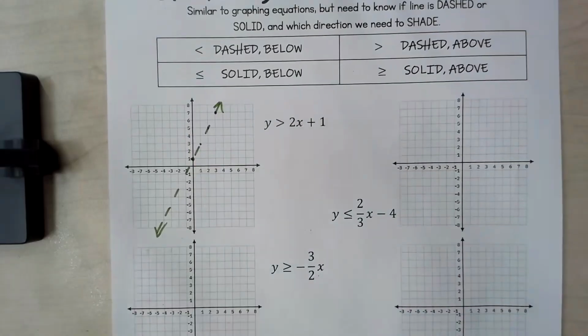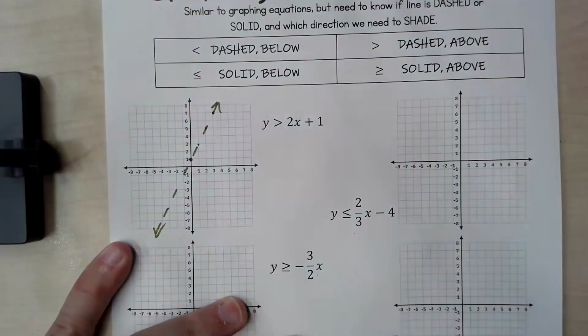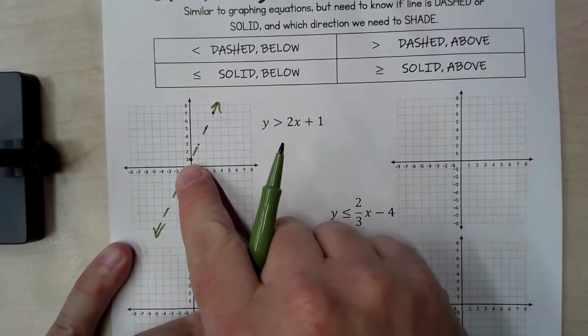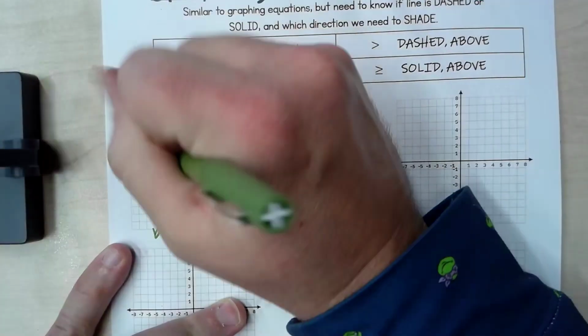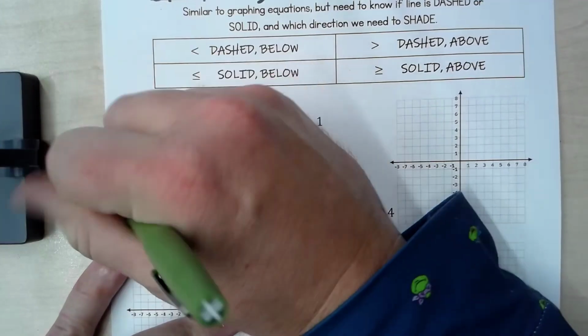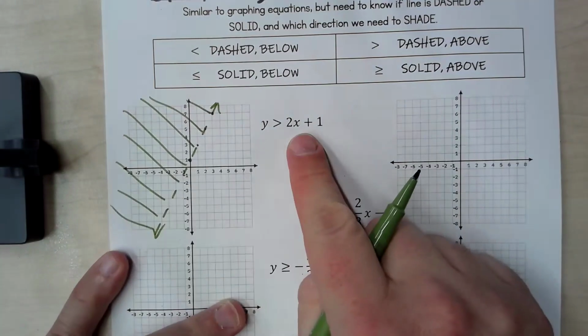And some of us get confused on which way is above or below. Some lines are easy. Obviously, we should hope. But always look at the y-intercept. Where is above the y-intercept? Above the y-intercept is this way. So that means all of this is my solution set. All of these points would make this equation true.